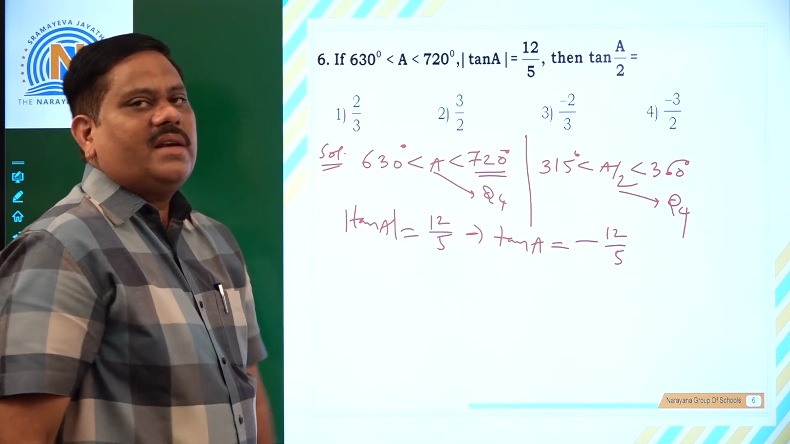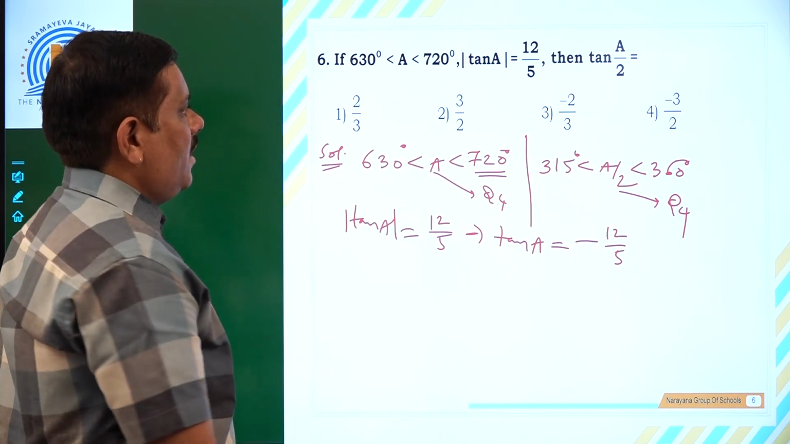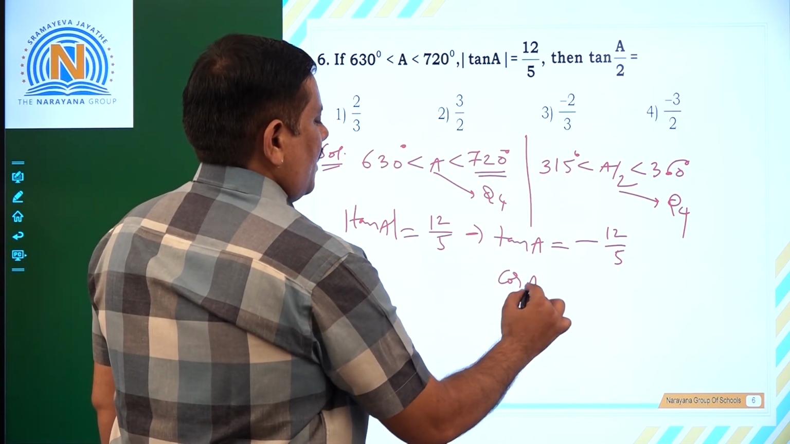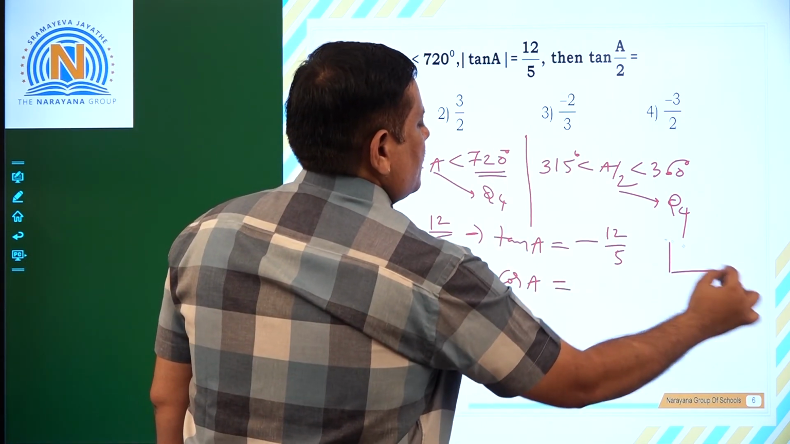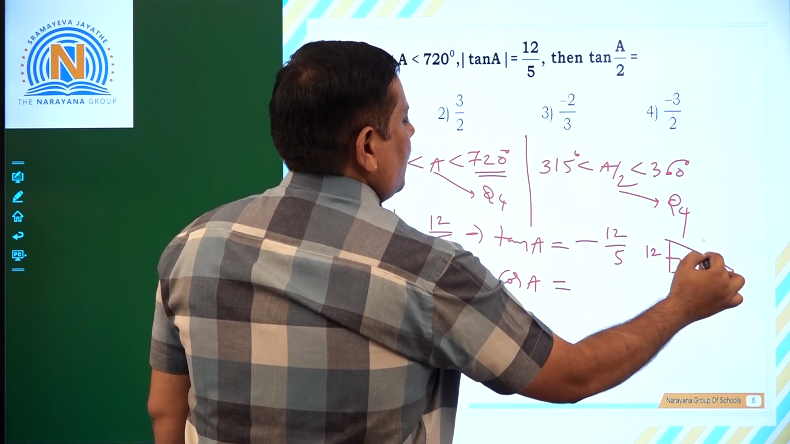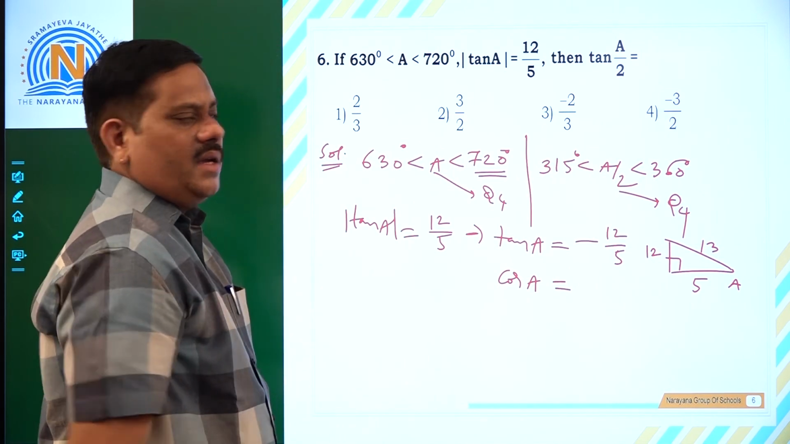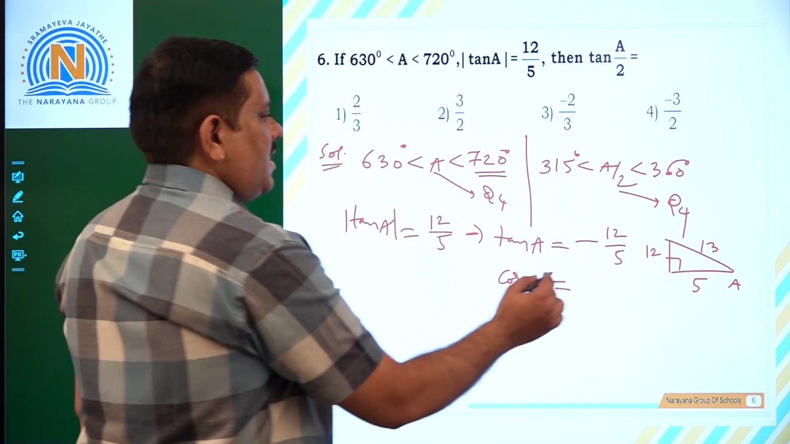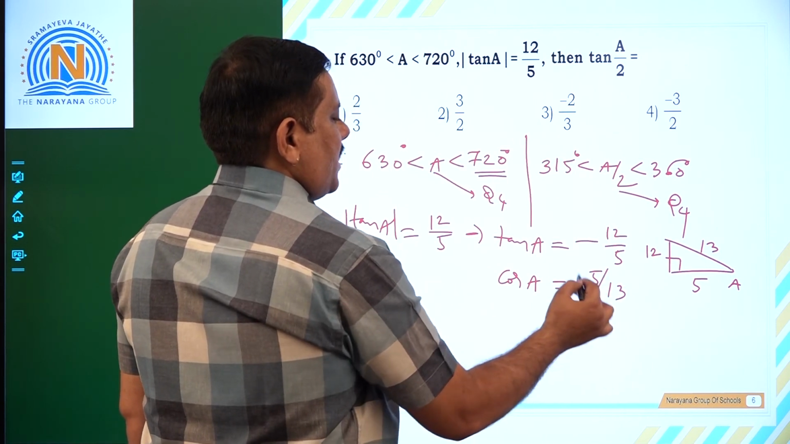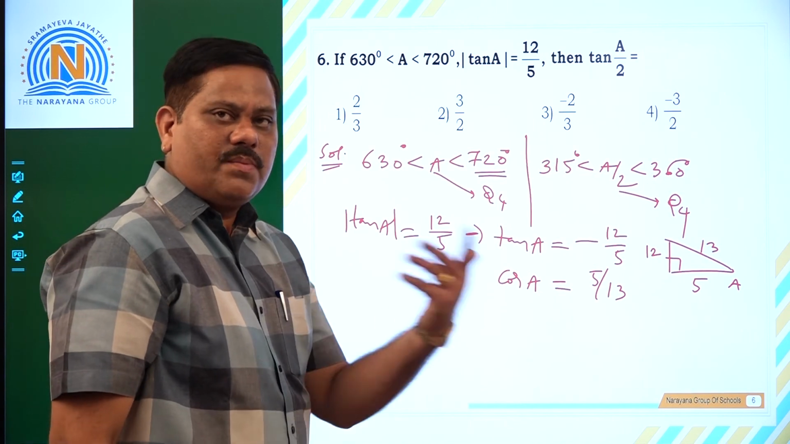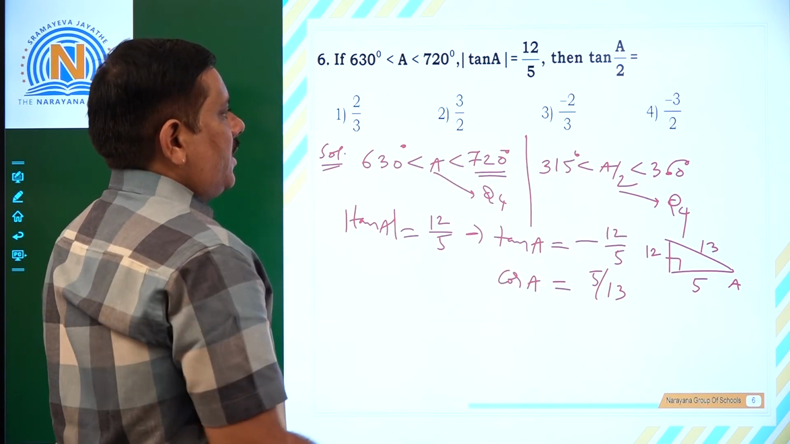Now what is he asking? Tan A by 2 he is asking. So for that, let me find out cos A here. Using the triangle concept, tan A is 12 and 5, so the hypotenuse is nothing but 13. So if it is 13, cos A is 5 upon 13. Is it plus or minus? A is in quadrant 4, so this is positive. Cos A is 5 by 13 only.